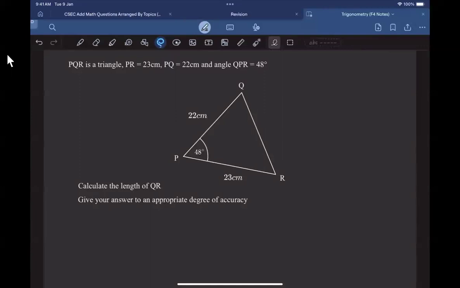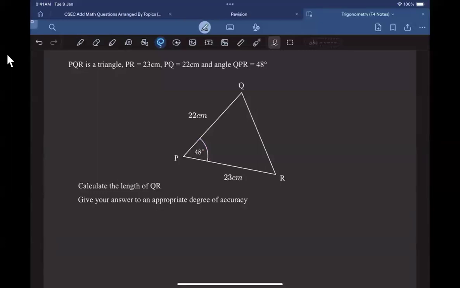Alia, I want you to show me where angle QPR is. Show me where QPR is. Is that correct? Yes, that is correct. Whenever they give you three letters, the angle they're talking about is the one in the middle.